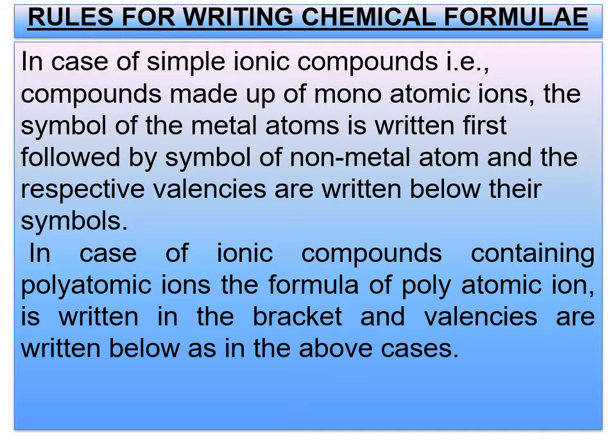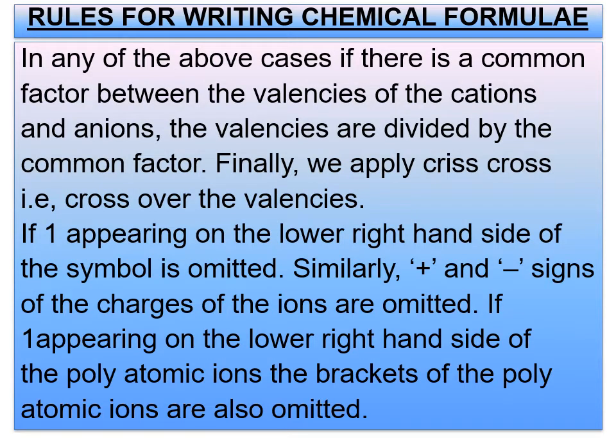So we were discussing till now all the types of compounds. I hope you have remembered all this. In any one of the above cases, if there is a common factor between the valences of the cations and anions, I hope you have remembered all these cations and anions also, the valences are divided by the common factor. Finally, we have to apply crisscross, that is, cross over the valences. This part you have to remember.